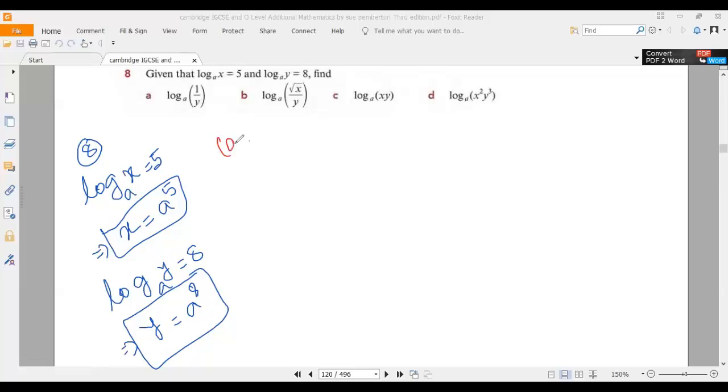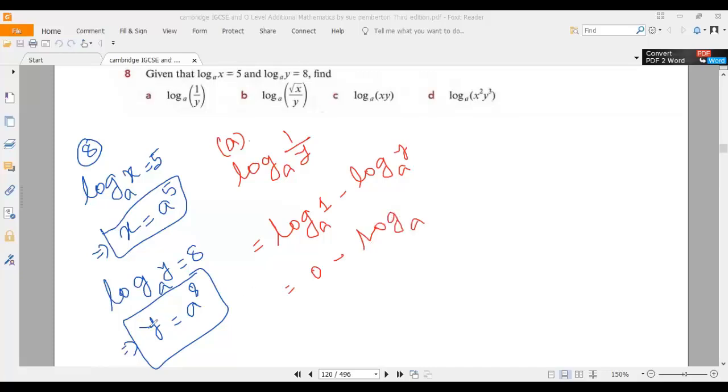So number A says log base a of 1 by y. Instead of 1 by y, we can put a to the power 8. Or we can solve it in this way. Suppose log base a of 1 minus log base a of y. We know that log 1 is 0, minus log base a of y. Instead of y, we can put a to the power 8. So 8 should come first, so the answer should be minus 8.